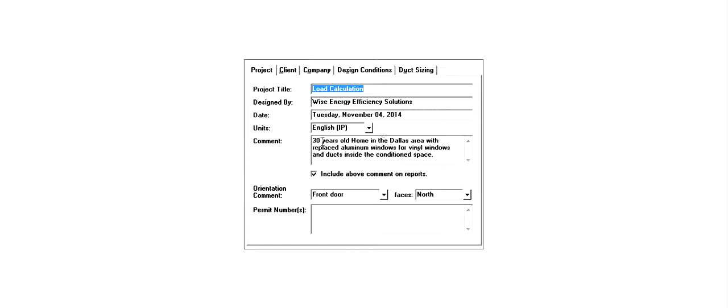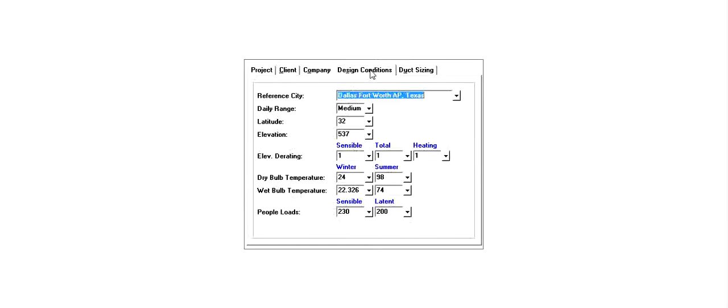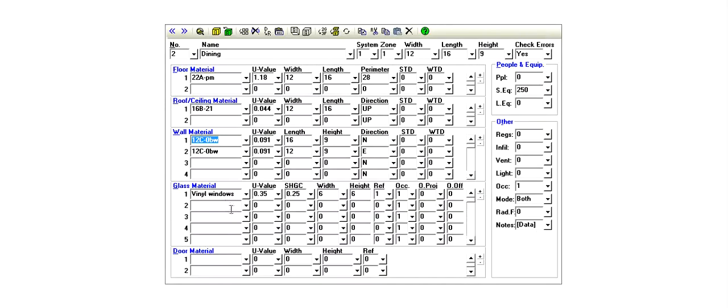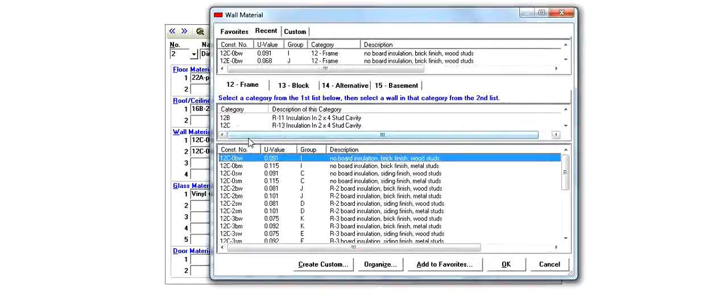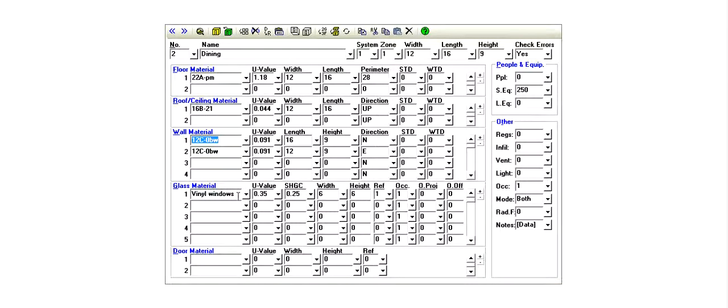So here, this is the 30-year-old house that we retrofit. We replaced the aluminum windows with vinyl windows and we moved the ducts inside the conditioned space. We're still in Dallas-Fort Worth, and it's still the same data. If you've watched my previous video, you know the house. We've got a concrete slab, R21 of insulation in the attic, the 2x4 walls with R13 of insulation between the studs, and now the vinyl windows that we replaced from the original aluminum windows.